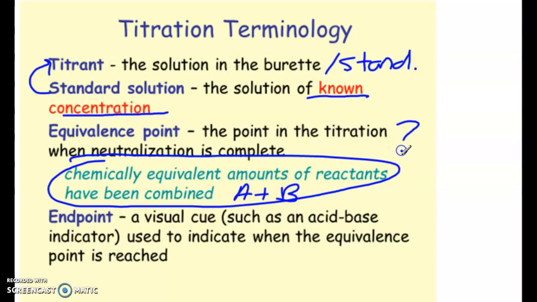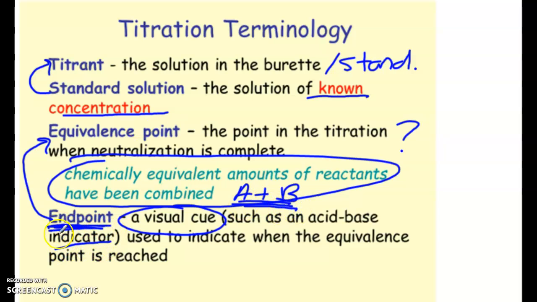Now, how are we going to know we've reached the equivalence point? You have to look for the end point. The end point is the visual cue that will be made by the indicator. So when there's a color change, you know to stop adding solution because it's now neutral. So be careful, because end point is literally referring to the color change. Equivalence point or neutralization point is what's happening in terms of the chemical reaction between acids and bases.